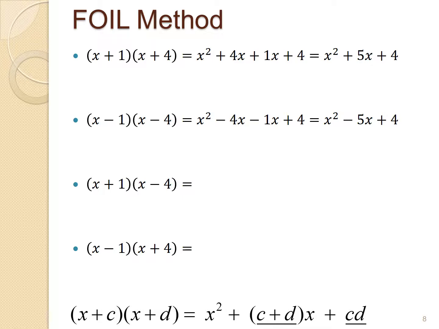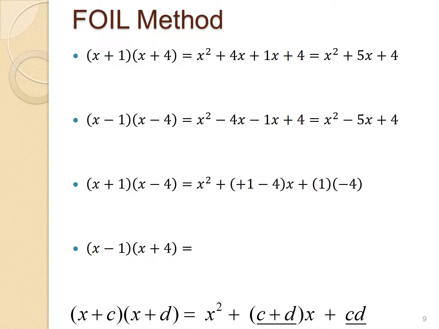You can actually look at this, and again, you can do first, the outer, the inner, and then the last, or you can say, it's x plus 1 times x minus 4. There's no numbers in front of the x's, so it's going to be x squared. And take c plus d. 1 minus 4 is going to be minus 3. And then, of course, you put the x after it. And then plus c times d. Positive 1 times negative 4 is minus 4.